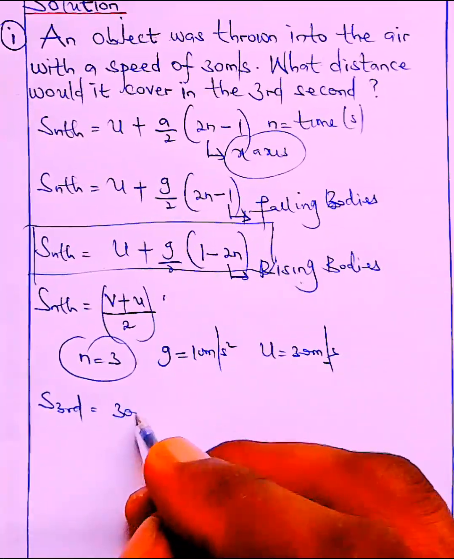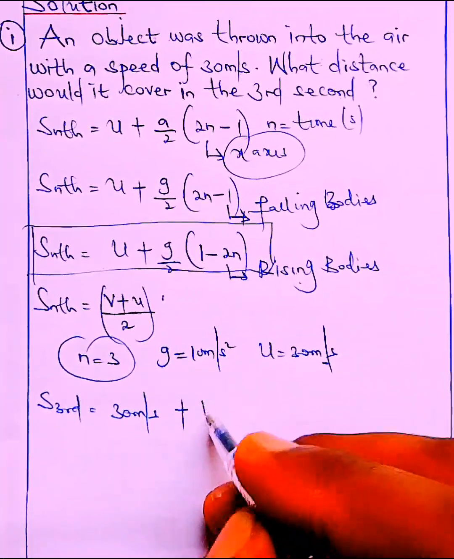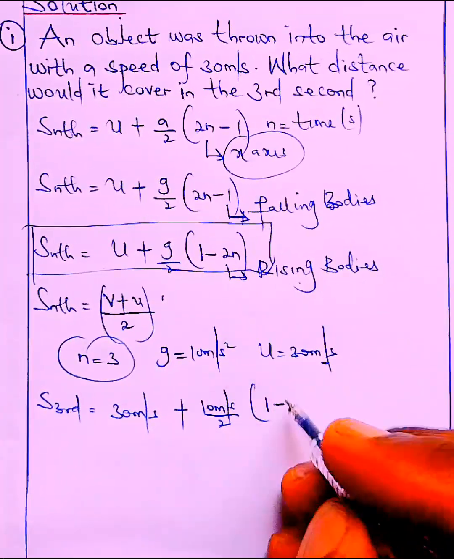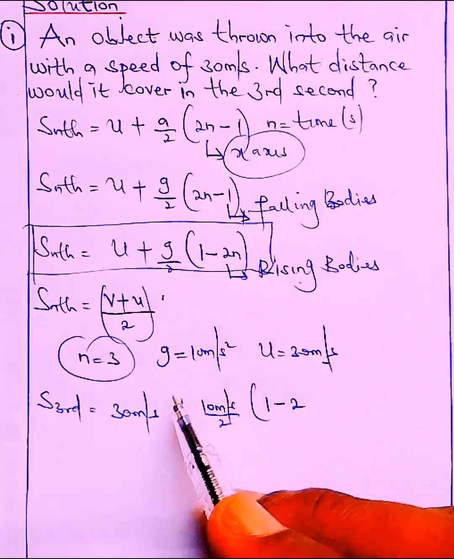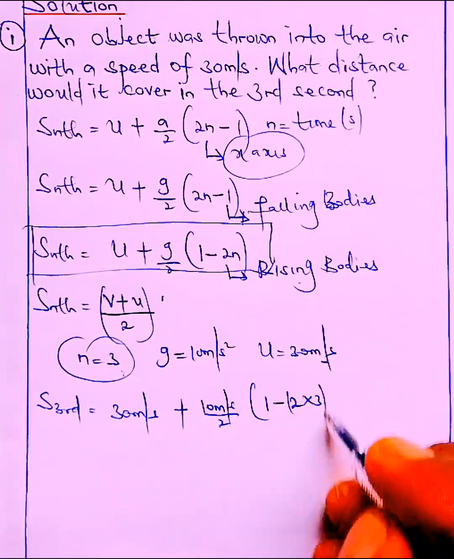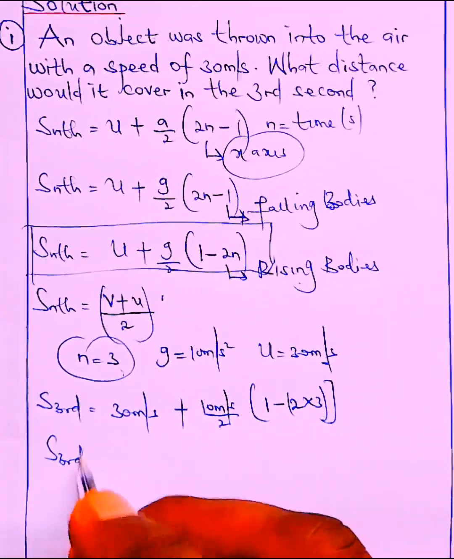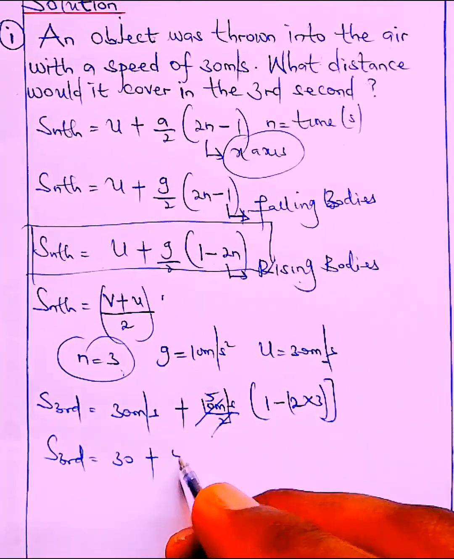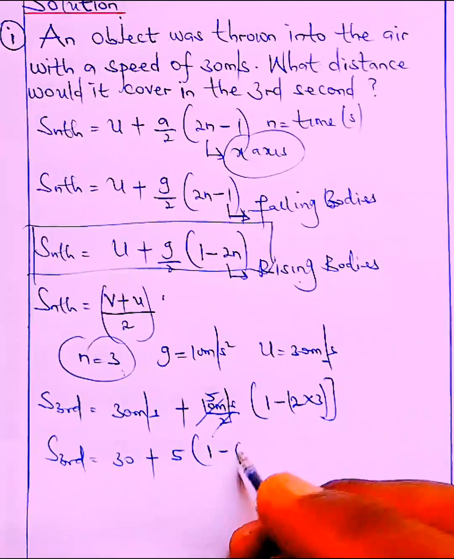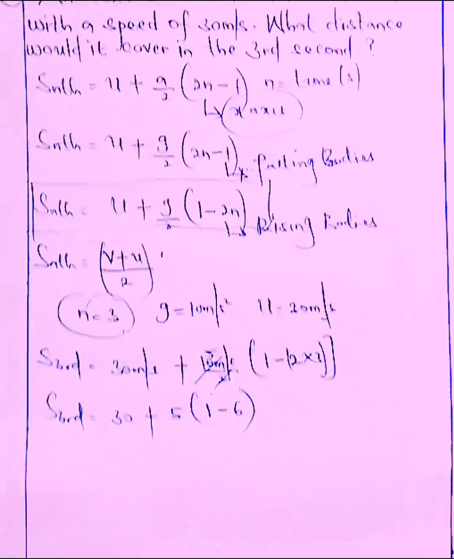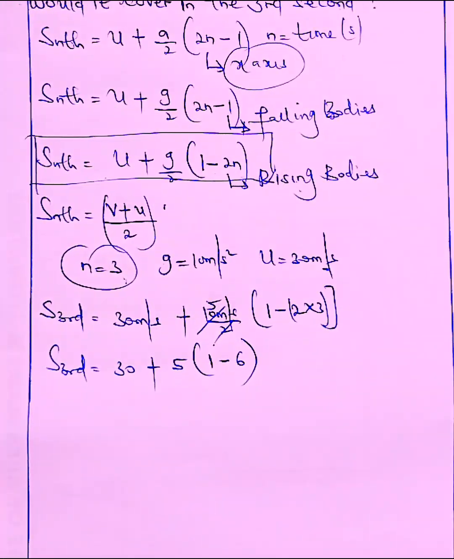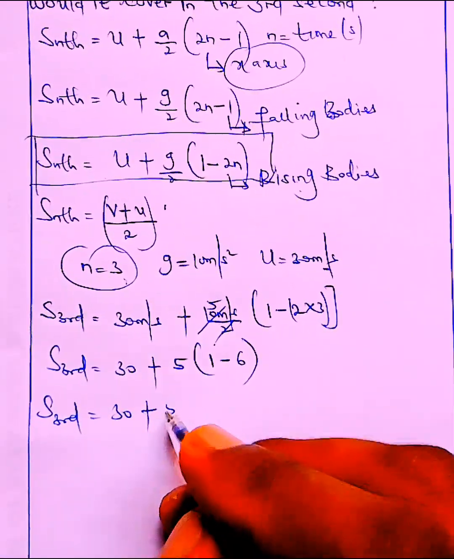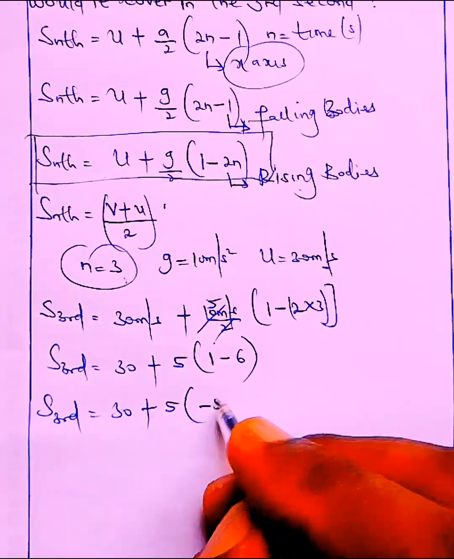So what do we have? That's 30 meters per second plus gravity, which is 10 meters per second squared, over 2. Then 1 minus 2 times, what do we have? That is the third second, 2 times 3. So distance traveled in the third second is 30 plus 10 over 2, which is 5. 1 minus 2 times 3 is minus 5. So what do we have next? Distance traveled by this body in the third second would be 30 plus 5 times, 1 minus 6 is minus 5.